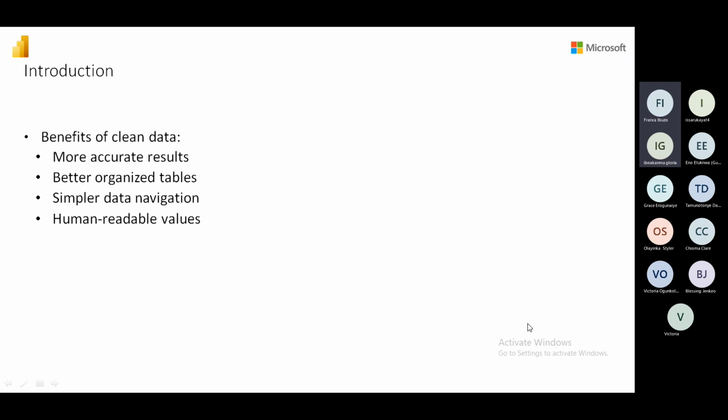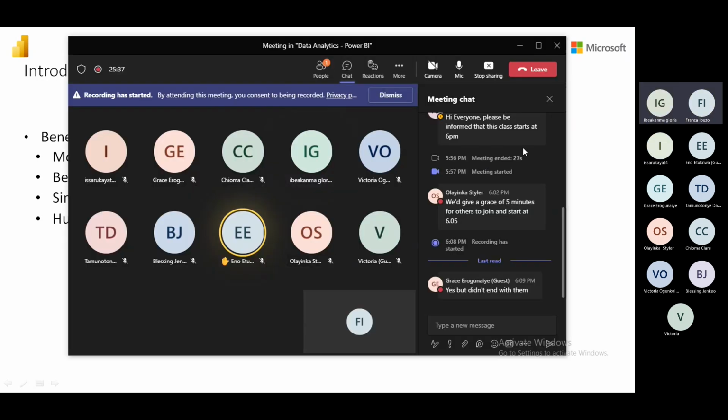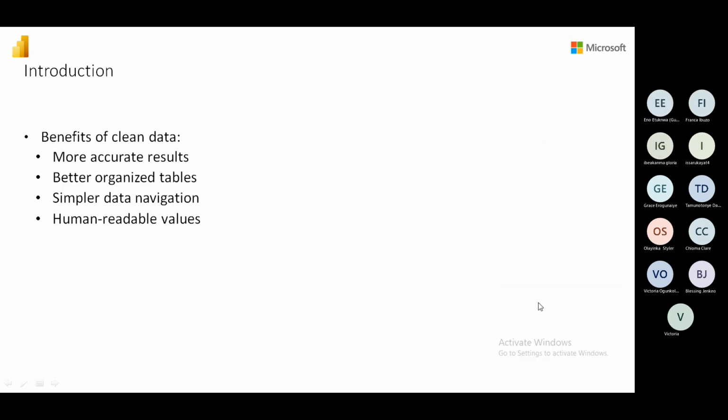Can you hear me? Someone's hand is up. Eno's hand is up. Okay, Eno, you have a question? Go on, you can unmute and ask your question, Eno. Sorry, that was a mistake. Okay, all right then.